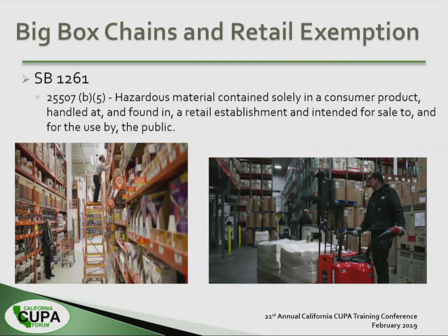So now that we've established that you're a retail selling consumer product, what does the exemption actually say? 25507(b)(5) says, a hazardous material contained solely in a consumer product handled at and found in a retail establishment and intended for sale to and for use by the public. If you're doing that, then you're completely exempt.